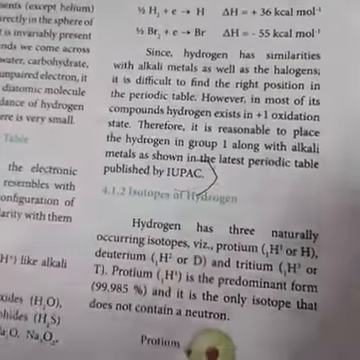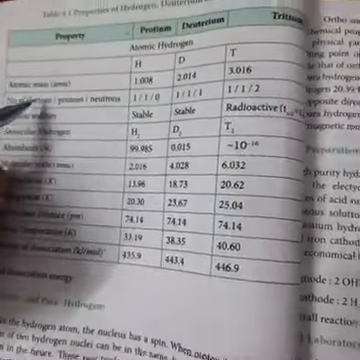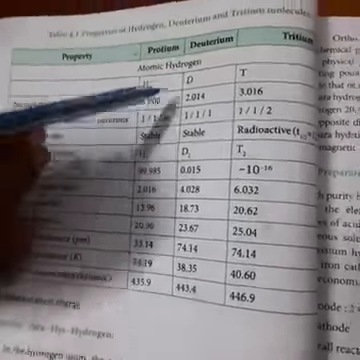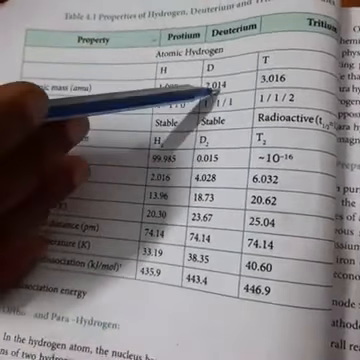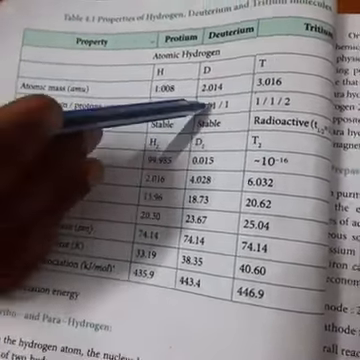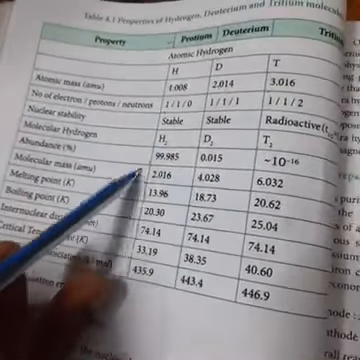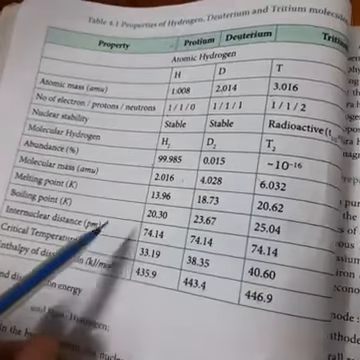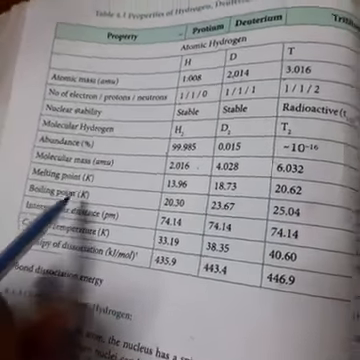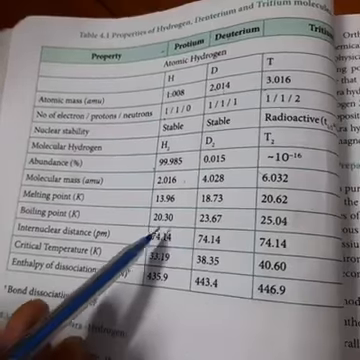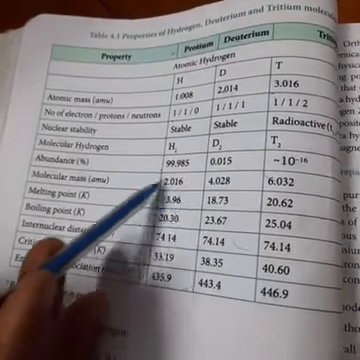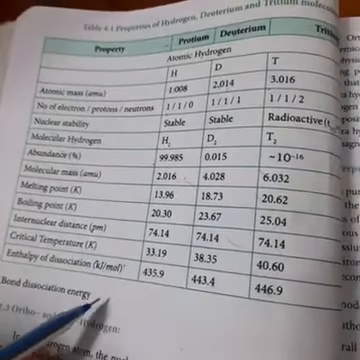And another one, on page number 102: properties of hydrogen, deuterium and tritium molecules. If you have interest, you can read the atomic mass of hydrogen, deuterium and tritium, the number of protons, electrons and neutrons for protium, deuterium and tritium. And abundance, we studied about that. Molecular mass for the hydrogen, deuterium and tritium molecules, the enthalpy of dissociation, bond dissociation energy, internuclear distance, boiling point, melting point, all. If you have interest, you can read.